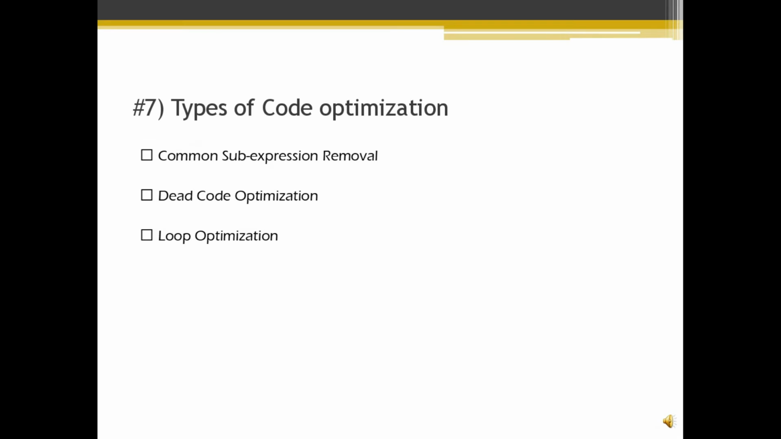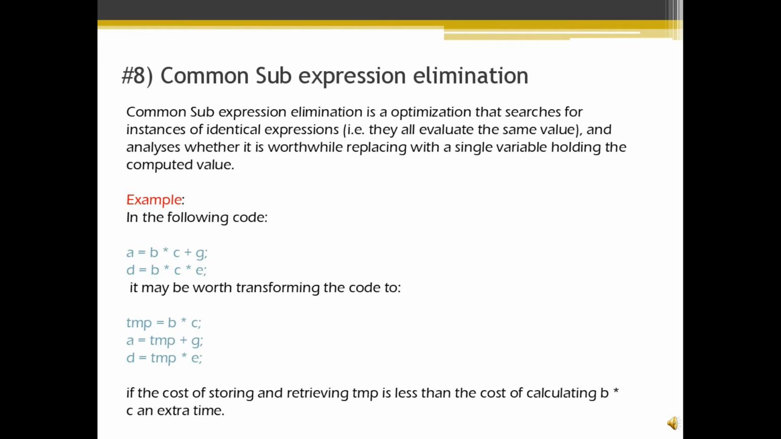Types of code optimization. Common sub-expression elimination, dead code optimization, loop optimization. Common sub-expression elimination is an optimization that searches for instances of identical expressions, that is, they all evaluate to the same value, and analyzes whether it is worthwhile replacing them with a single variable holding the computed value.